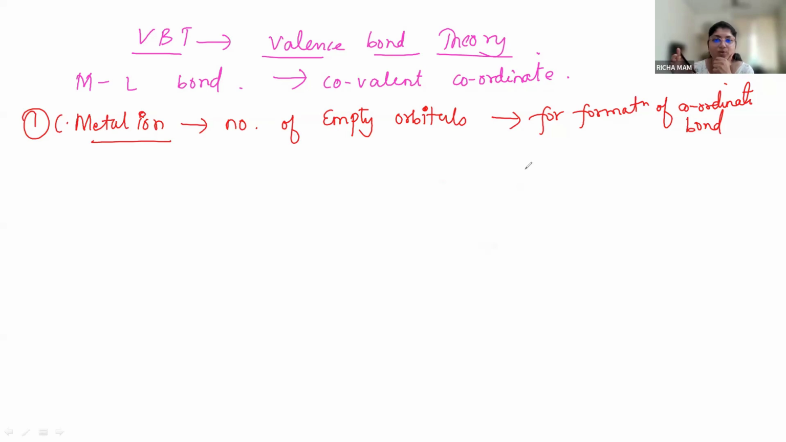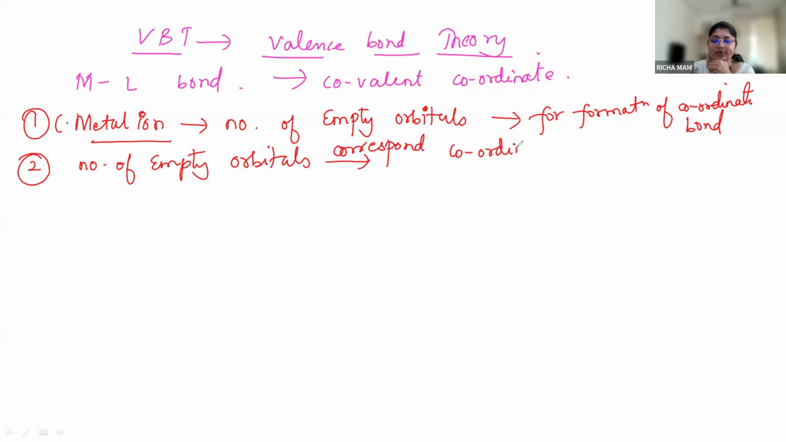It is keeping some rooms empty in his house so that when the ligand comes, it can be accommodated. So the central metal ion is providing a number of empty orbitals so that it can form coordinate bonds. The number of empty orbitals provided corresponds to its coordination number. So the number of empty orbitals will tell you the coordination number, or the secondary valency, of that particular complex.